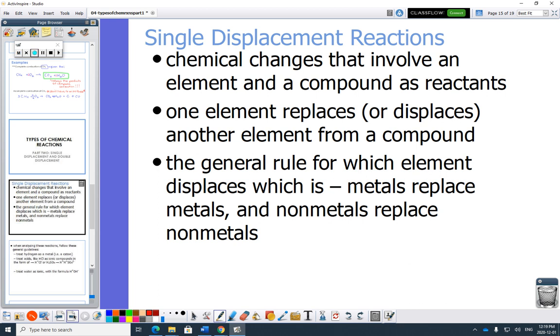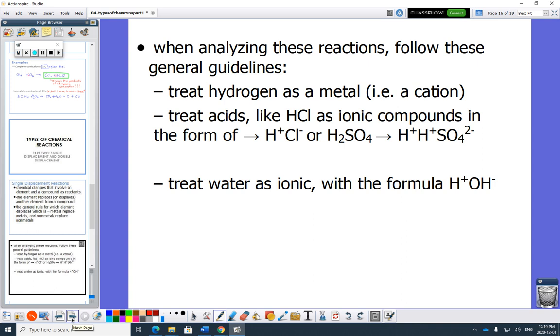So again, in grade 10, you probably just had to state the type of these. Whereas this year, if we get time today, predicting the products of single and double displacements are their own lesson, okay? So these, whether it's single or double, these general guidelines will be helpful. So we're going to treat hydrogen as a metal. So it's going to be positive, like we've been doing.